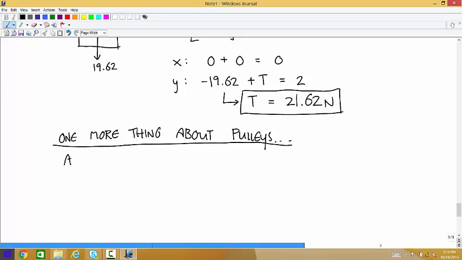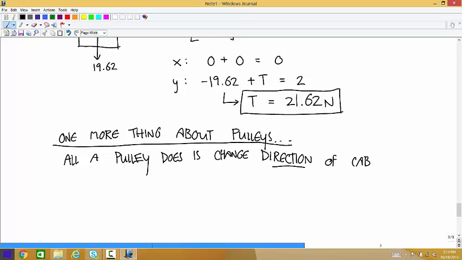So all a pulley does is change the direction of a cable force. So does that mean there's no such thing as pulley advantage? Well, there is, but I would say don't think of that as a property of the pulley itself. There's a way to rig up pulleys so that you get that effect, but a single pulley doesn't do that.